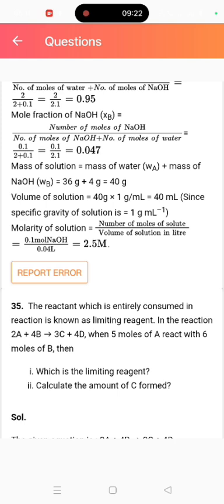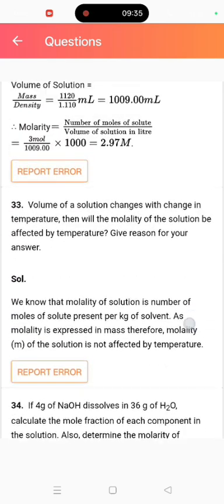We have to convert that into liters. So number of moles of solute, that is 0.1, divided by 40 by 1000, that is 0.04. So 0.1 by 0.04 is 2.5 molarity. Okay, clear? Understood?